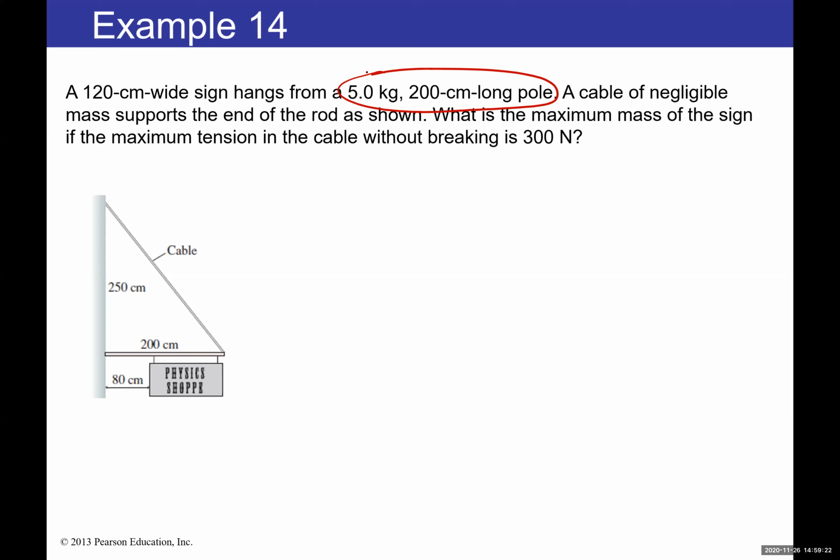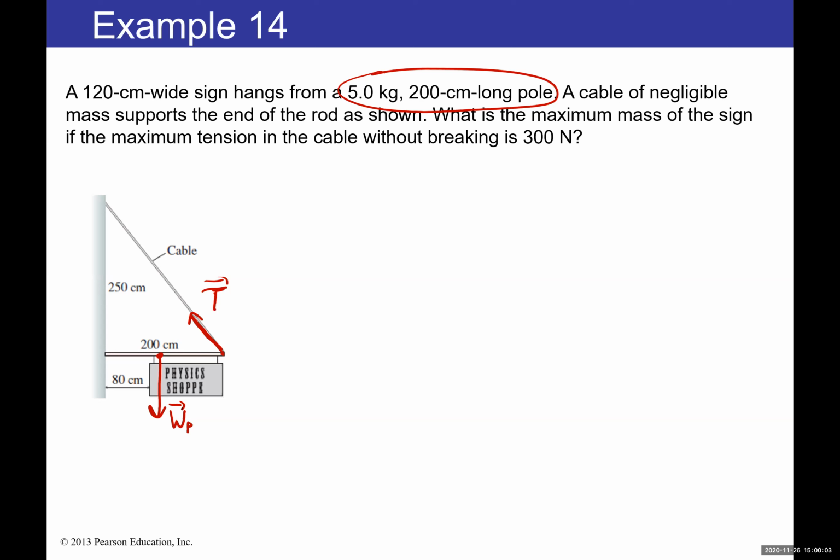Let's look at the forces. One obvious one is the tension force. Here's the tension force, which is acting at this end of the pole. This pole also has a mass and a length. So you can assume that all the mass of the pole is concentrated at the center of mass, which is halfway, and the gravity acts on the pole at that position, somewhere over here. So there's the weight of the pole.